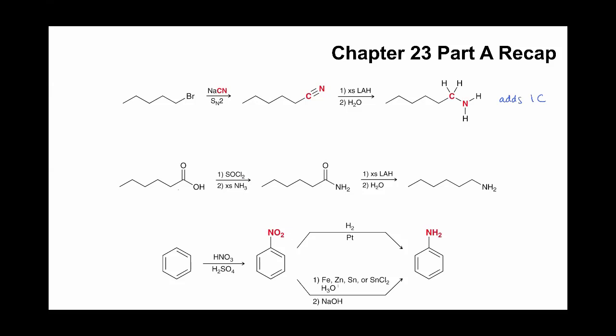Or we can make it from an acid chloride or a carboxylic acid. After we form the acid chloride, react it with excess ammonia. That makes the amide, which we can reduce with lithium aluminum hydride.